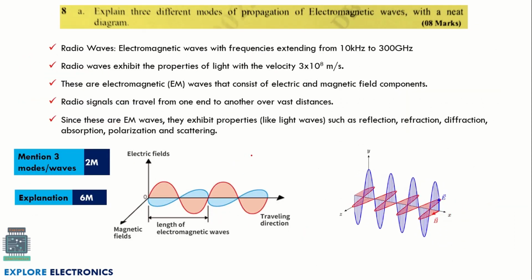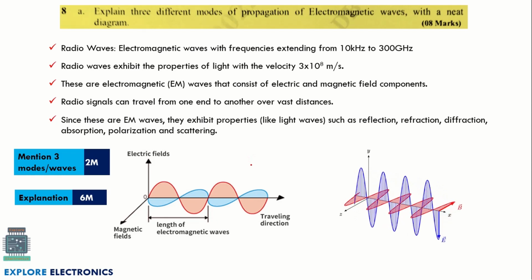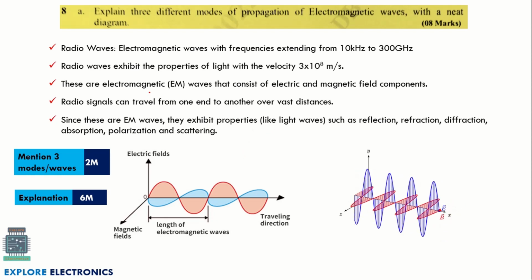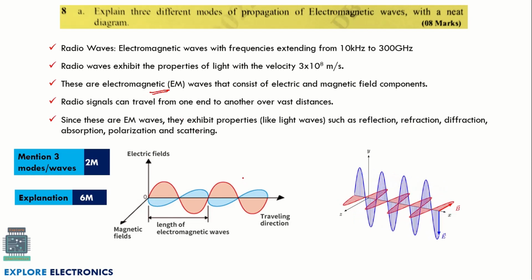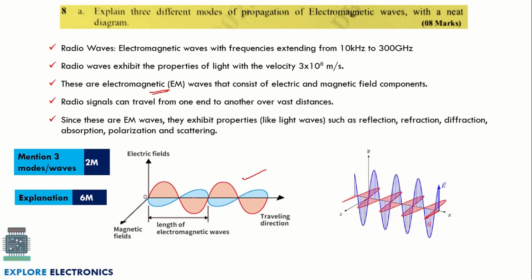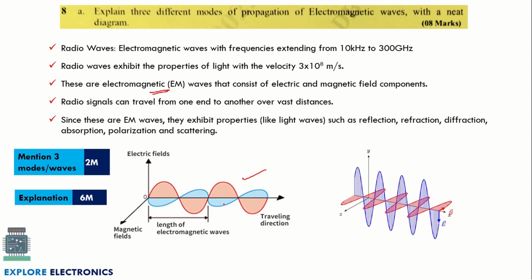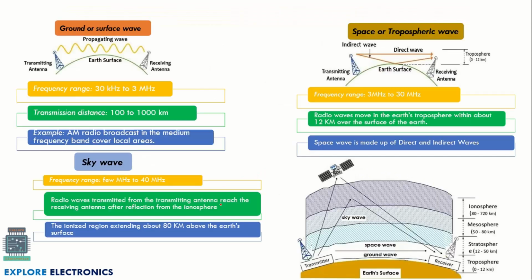And explain 3 different types of propagation of electromagnetic waves. Here you can briefly explain what is electromagnetic wave first, and then write a diagram like this. It will be consisting of electric field, magnetic field and all, and then come to the 3 different modes, that is the surface wave, sky wave and tropospheric wave.